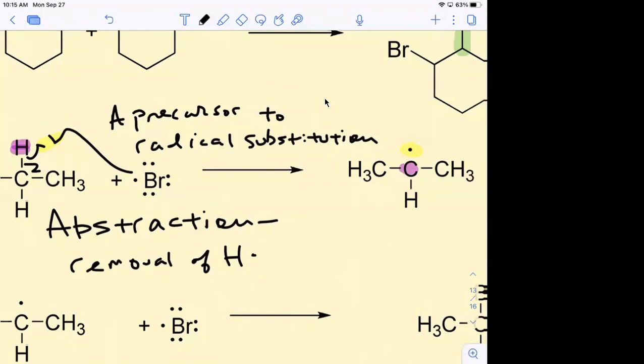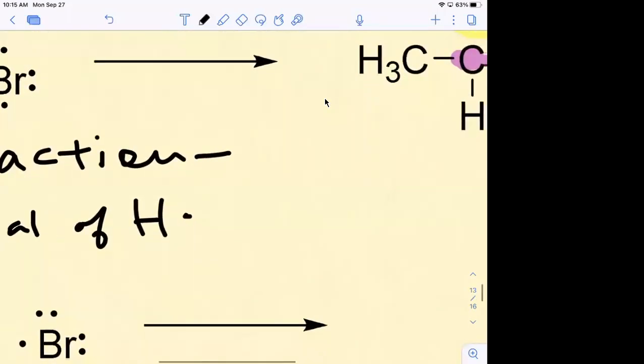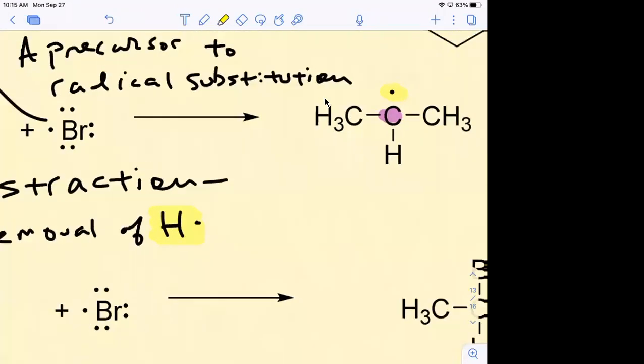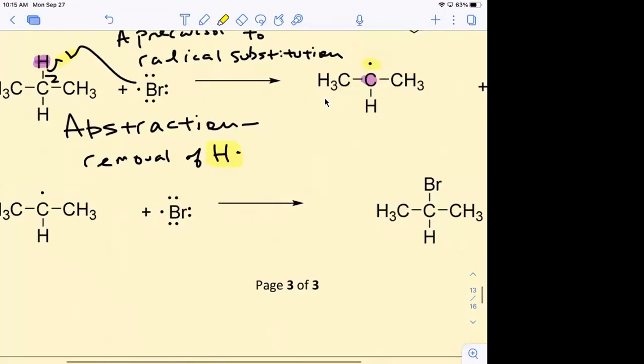How did you say it was different from proton transfer? Yeah, so proton transfer is the removal of H plus. Here we're removing H dot, like a hydrogen radical. Okay.